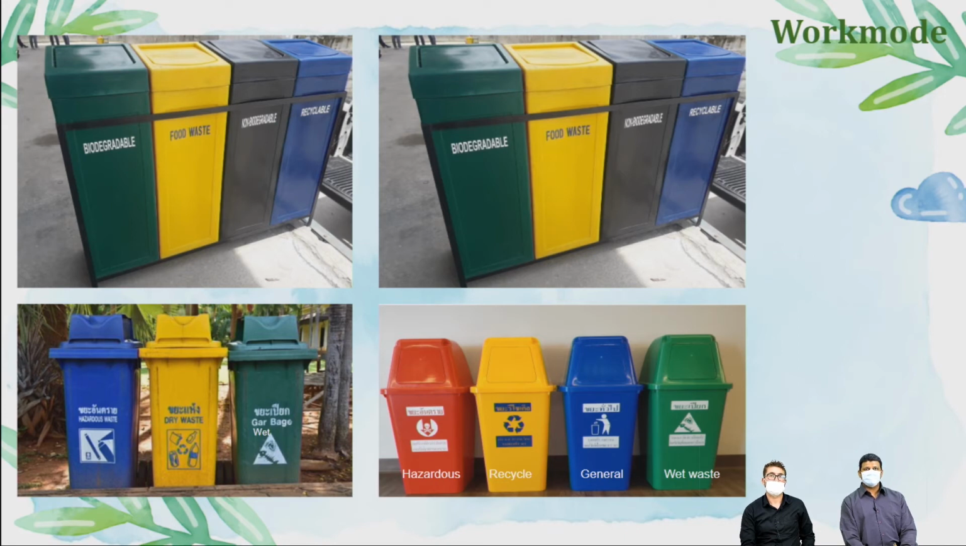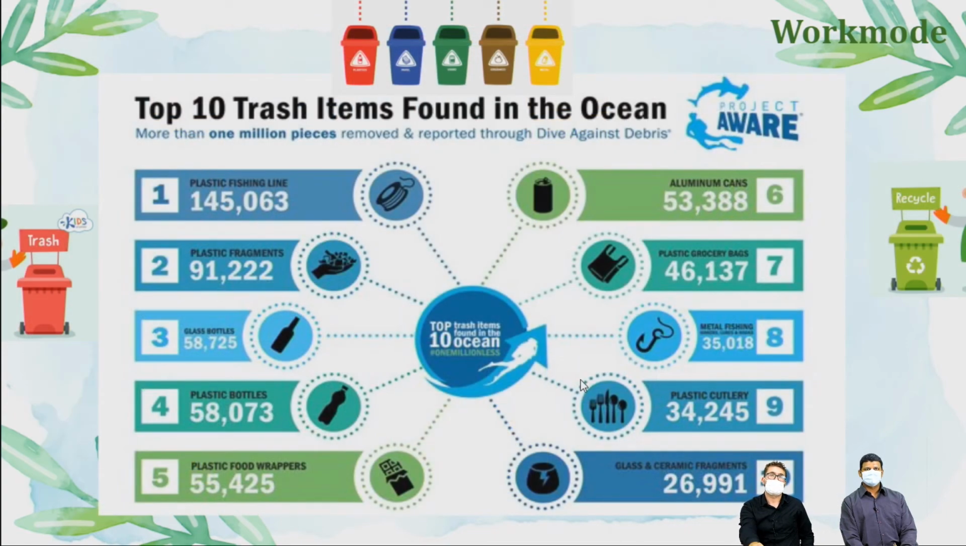You have yellow for food waste, you have recyclable that goes into blue, you have biodegradable that goes into green, and then you also have the non-recyclable that goes into the dark green. The top 10 trash items found in the ocean. So the ocean is not a trash bin. You have animals and the environment, but there's still a lot of trash in the ocean. And here is the top 10.